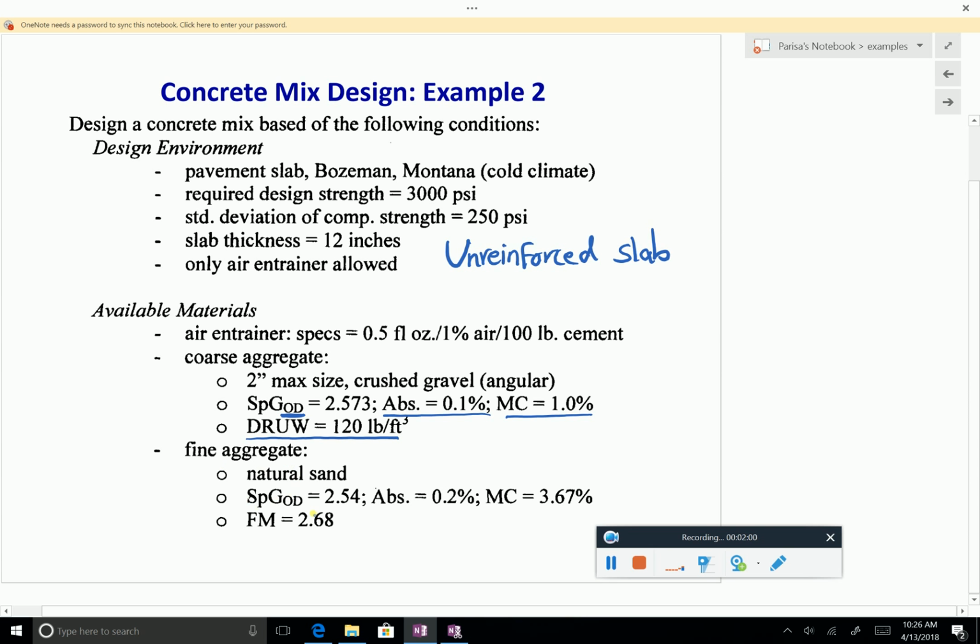For fine aggregates, we have fineness modulus, specific gravity, again, oven dry. In the previous example, it was SSD. And then absorption and moisture content. So basically, you need to get started step by step.